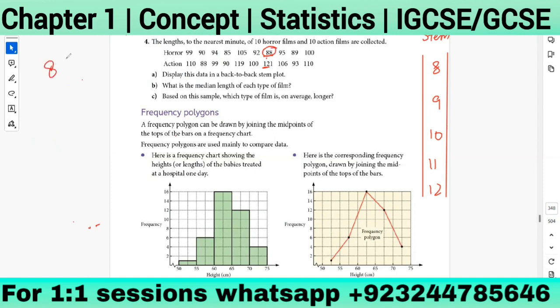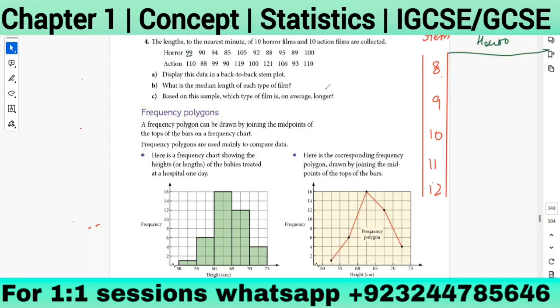Now we know the smallest data we have is 88, so the smallest stem can be 8. And the maximum data we have is 121, that is in the action part. So the maximum stem can be 12. So we write 8, 9, 10, 11, 12. Is it clear?